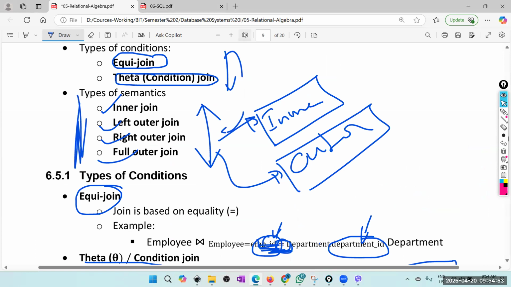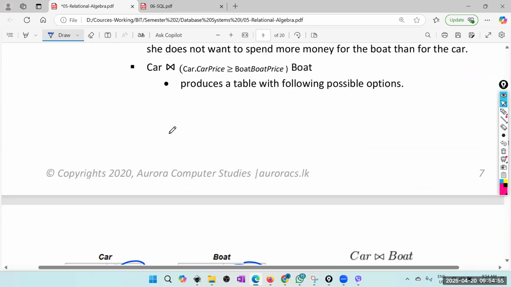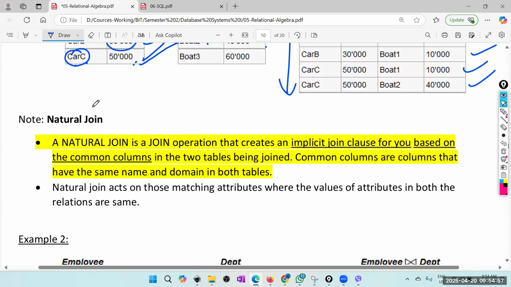So then we have another special type of join called natural join. So this is a completely different story now. Right? This concept is independent from whatever we have discussed so far. So natural join means it's an implicit join.